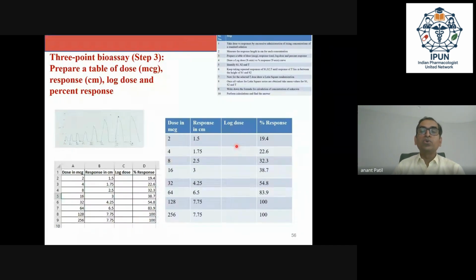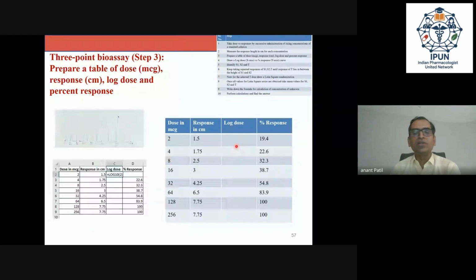I told you you can use a log table, but here I'm going to use the Excel sheet. So Excel sheet has a function called equal to log. And because this is a common log, the base is 10. I want the log of 2. By now you know that whenever a single digit is there, the value is going to become 0 point something. For 2 digits, the log is becoming 1 point something. And for 3 digits, the log will become 2 point something.